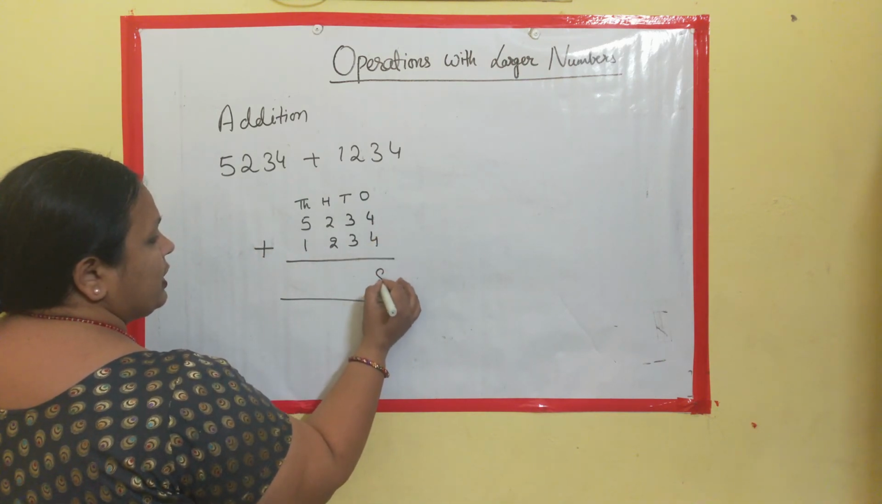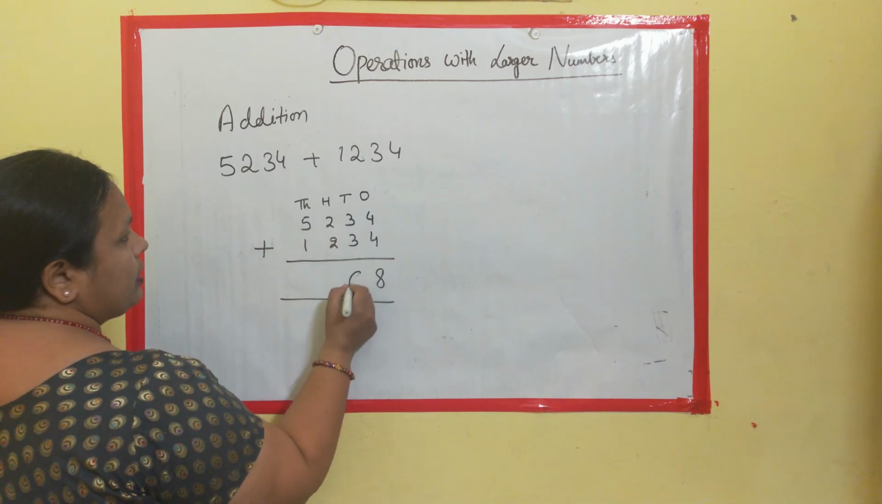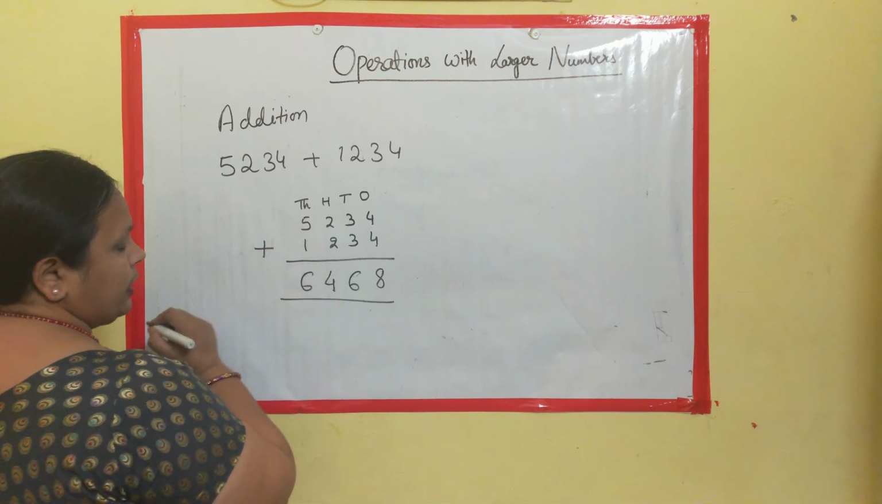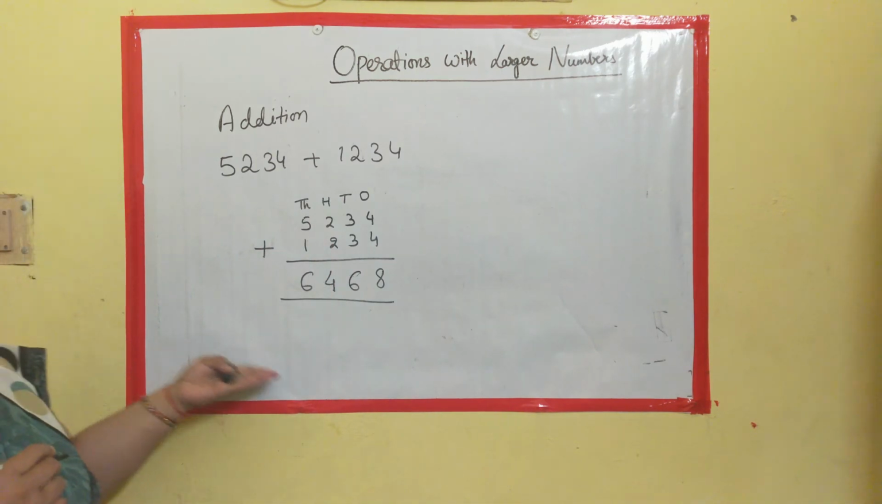4 plus 4 is 8. 3 plus 3 is 6. 2 plus 2 is 4. And 5 plus 1 is 6. Now, till here you have done before also.